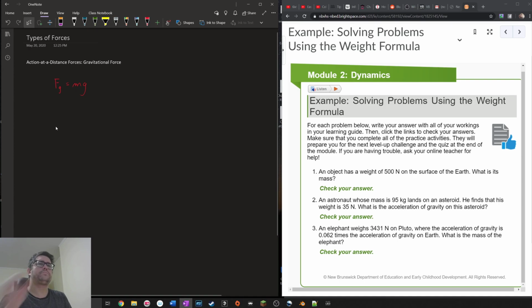Okay. An object has a weight of... so we do examples. Example 1. An object has a weight of 500. Wow, I'm lagging. It could be because it doesn't have enough energy. Okay, one moment.